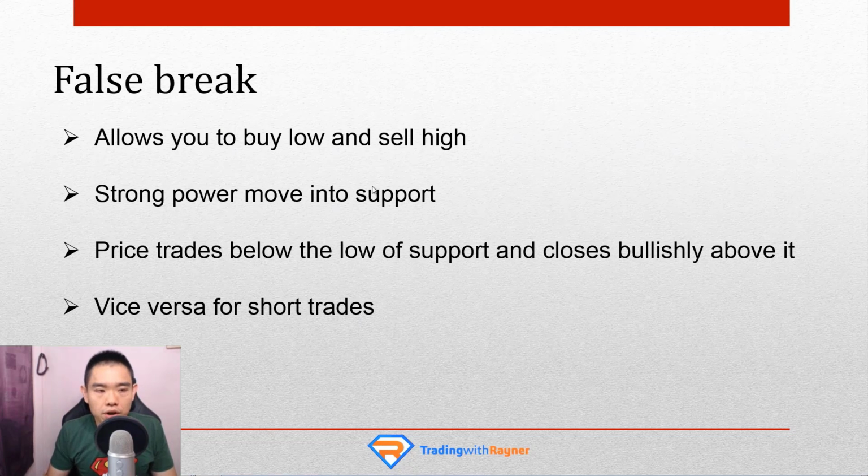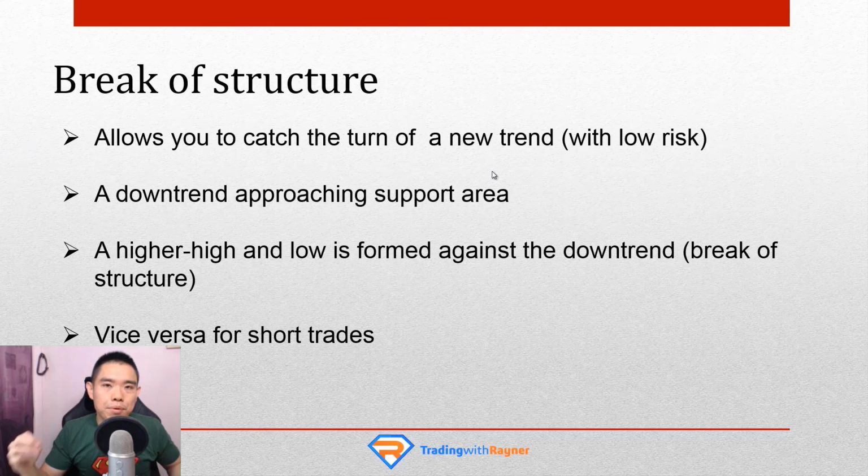So moving on, number two, the break of structure pattern. This allows you to catch the turn of a new trend with low risk. So often traders want to trade reversals. The problem with such an approach is sometimes there's no logical place to set your stop loss. The market is breaking up to new highs and you suddenly go short, because you think it can't go any higher, and then you got stopped out.